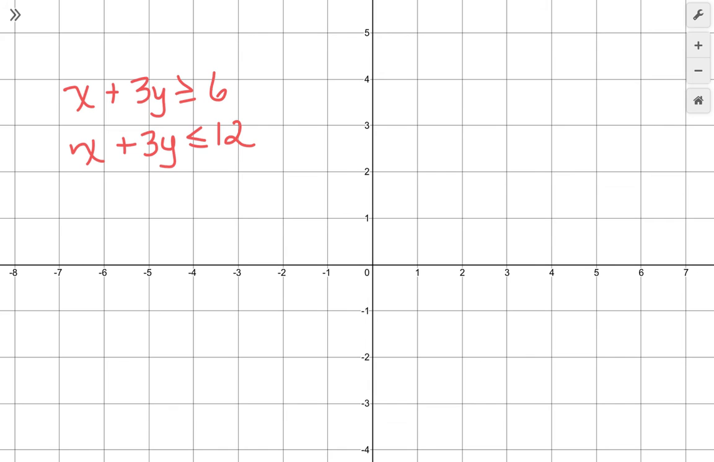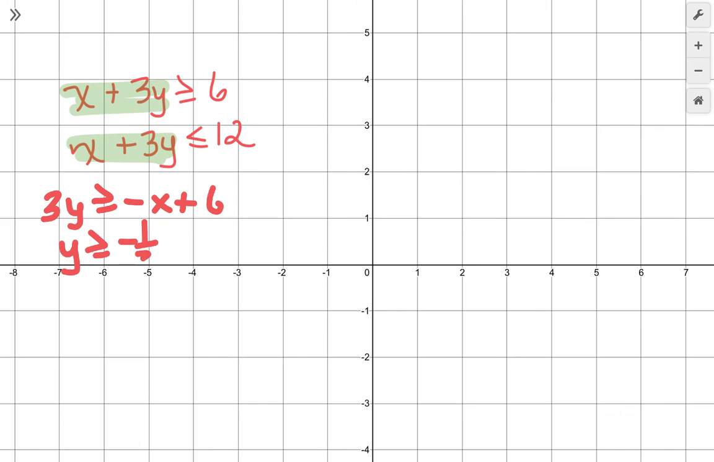Couple interesting things here. What do we notice about these? x plus 3y, x plus 3y. What's going to happen as we solve for the y? Well, let's find out. So for that first inequality, I would subtract the x, 3y greater than or equal to negative x plus 6, divide by that 3. So y greater than or equal to negative 1/3 x plus 2. What's the other one going to look like? Well, I'll do the same thing, right? Subtract the x, divide by the 3. I'm going to end up with y less than or equal to negative 1/3 x plus 4.